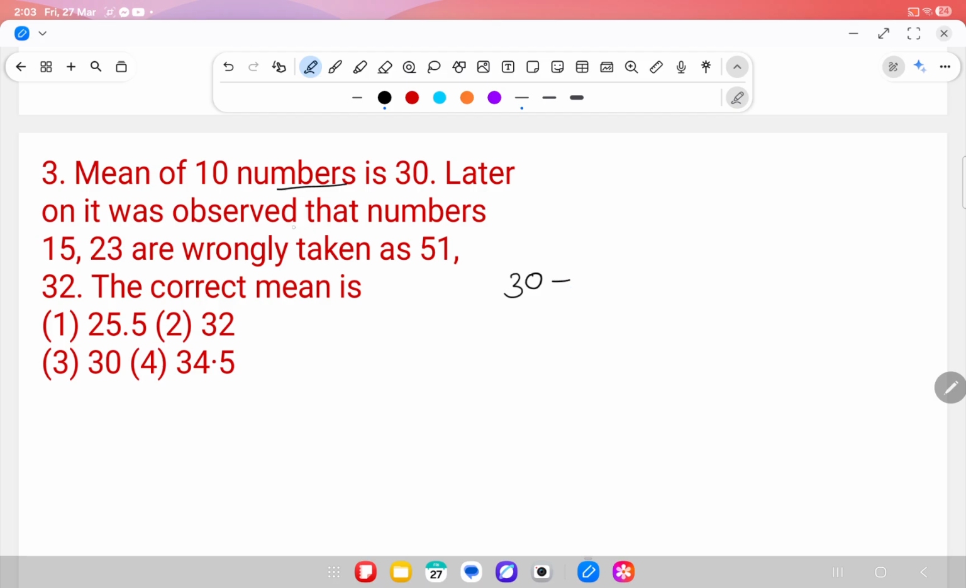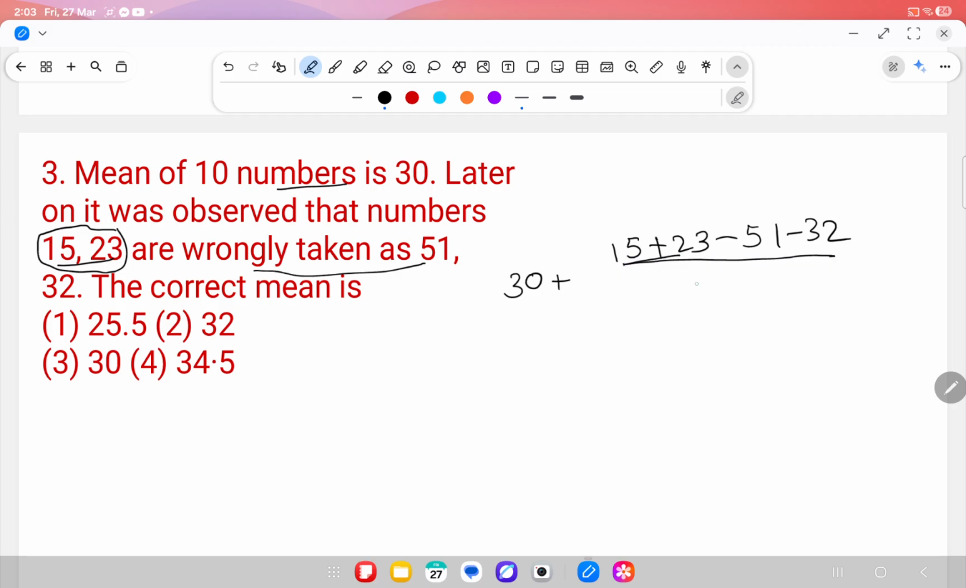Then it was observed that numbers 15 and 23 were wrongly taken. Means 15 and 23 are the correct ones. Plus 15 plus 23 are the correct ones. Wrongly taken as what? 51 and 32. So now we are going to remove them and add these.